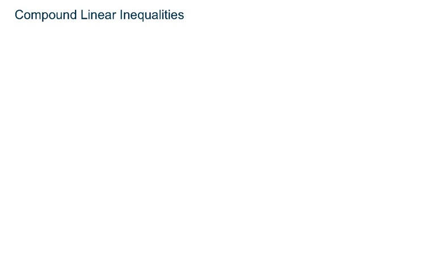Hello, friends. Now we're going to talk about compound linear inequalities. So these are going to be inequalities where we have multiple inequality symbols written in the same problem or in the same line. So the first situation we're going to look at is when we have compound linear inequalities written in conjunction.